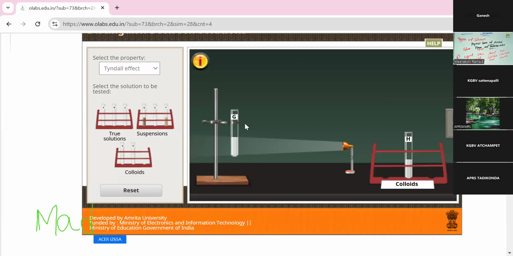Okay. Second one, egg albumin. See here, the light is clearly visible. So, colloid is confirmed with the help of the Tyndall effect. Tyndall effect occurs in this area. The beam. So, this is colloid nature.